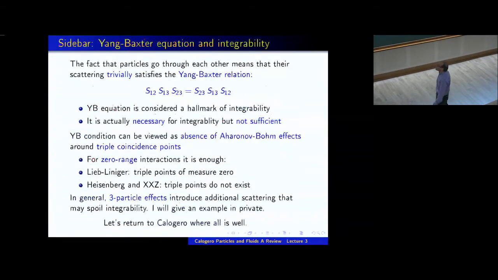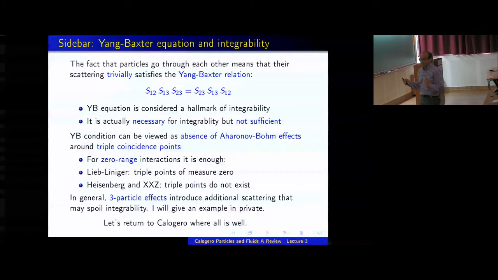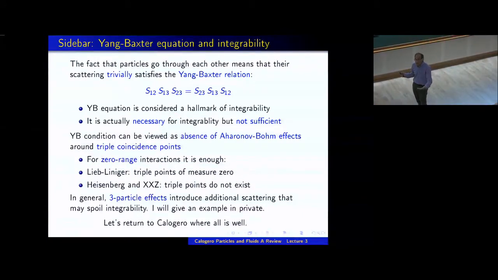I think this is a good point to have a small sidebar on the Yang-Baxter equation, since it is applicable beyond the Calogero model. The fact that particles go through each other means, as I said, that this equation, which is the Yang-Baxter equation, is trivially satisfied. Now we are used to thinking that the Yang-Baxter situation is paramount for integrability, and in fact it is a hallmark of integrability.